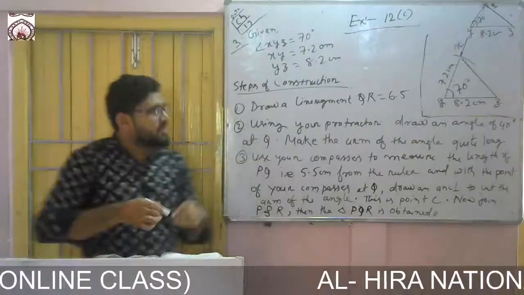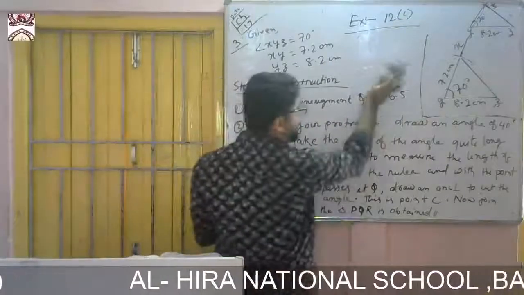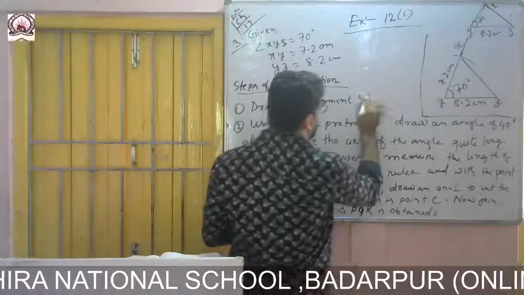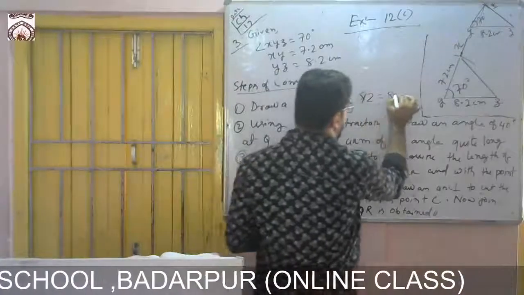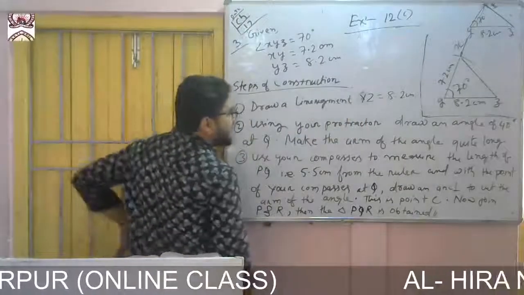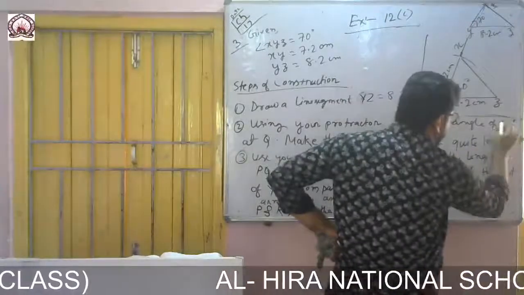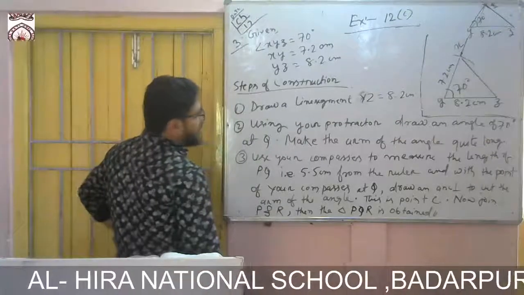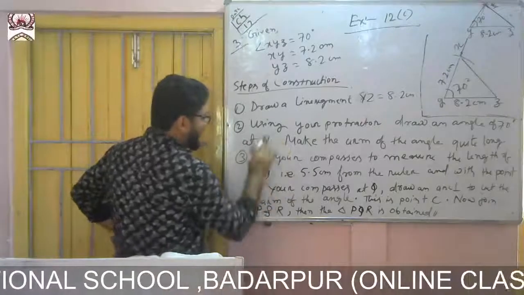Now just to change here, in place of QR it will be YZ. So YZ equals 8.2 centimeter. Okay, now using your compass, draw an angle of 70 degrees at Y.